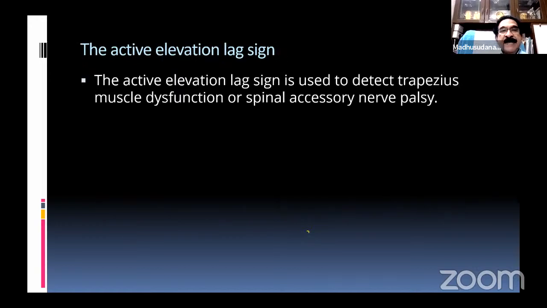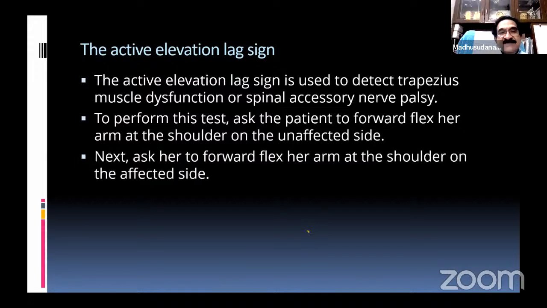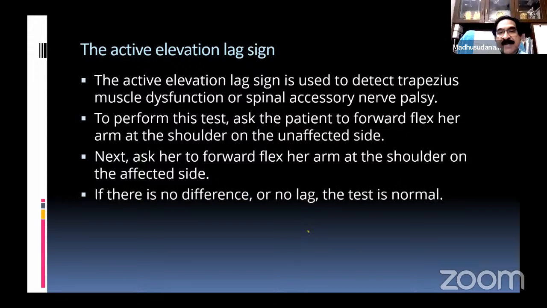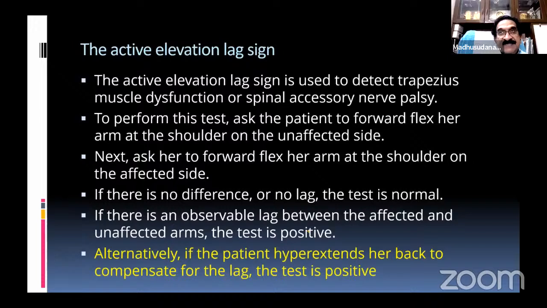Okay, then this is called the active elevation lag sign. The active elevation lag sign is used to detect trapezius muscle dysfunction or spinal accessory nerve palsy. To perform this test, ask the patient to forward flex her arm at the shoulder on the unaffected side. Next, ask the patient to forward flex the arm at the shoulder on the affected side. If there is no difference, no lag, the test is normal. If there is an observable lag between the affected and unaffected side, the test is positive. Alternatively, the patient's trunk hyperextends backward, just like what you see here. Now it's going backward to compensate for the lag, so the test is positive. That is what is positive in our patient.